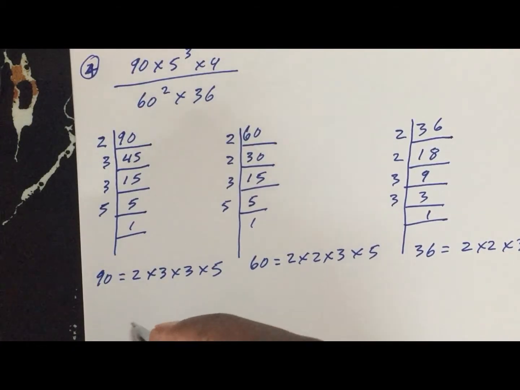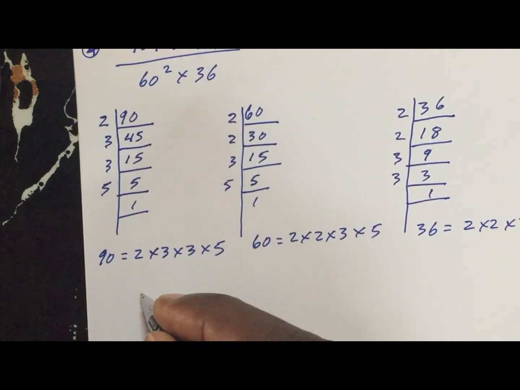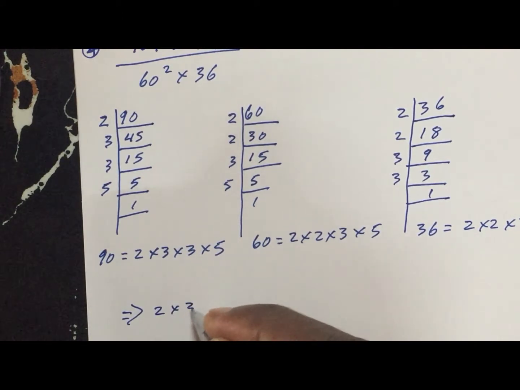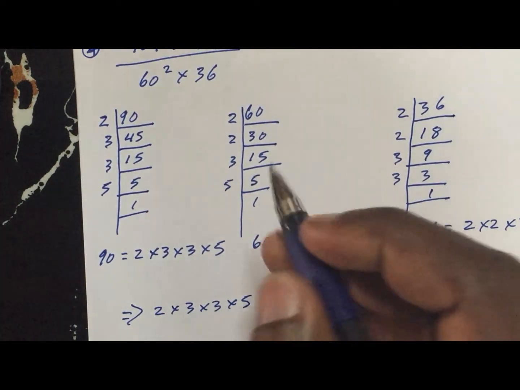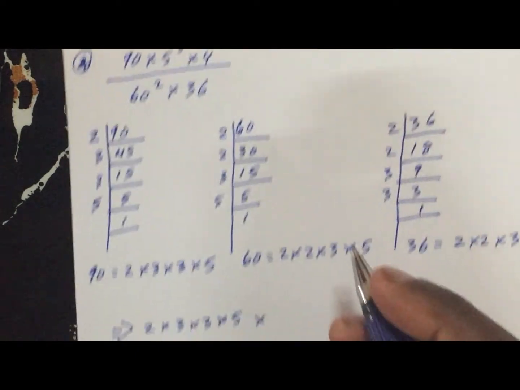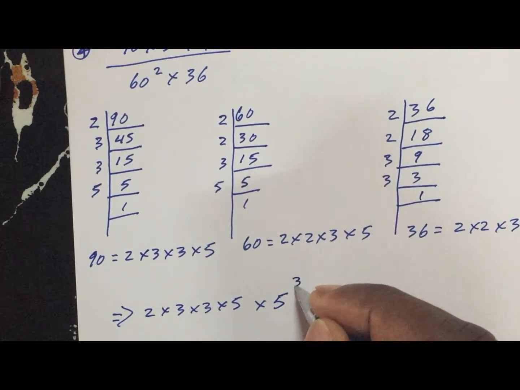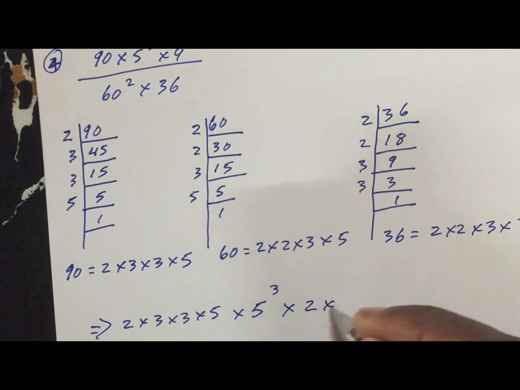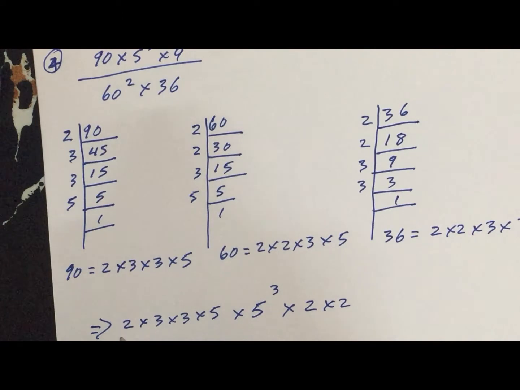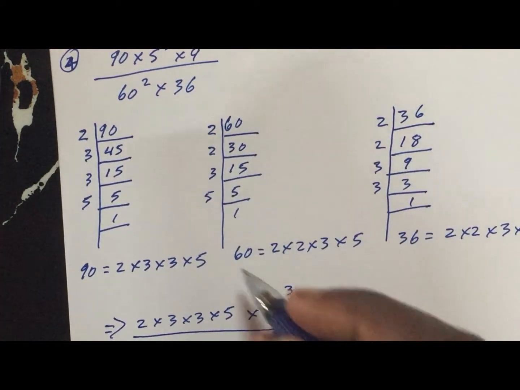We have here 90, which is 2 times 3 times 3 times 5, multiplied by 5 cubed, so we leave that as it is. That cannot be broken down further, times 4. We can have 2 2's give us 4. So moving along smoothly. Now 60, we substitute what we have.